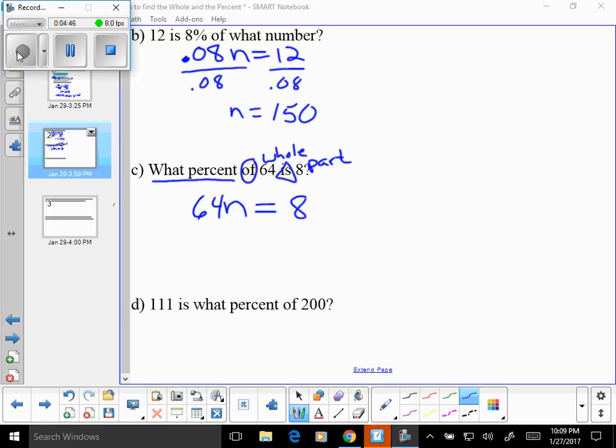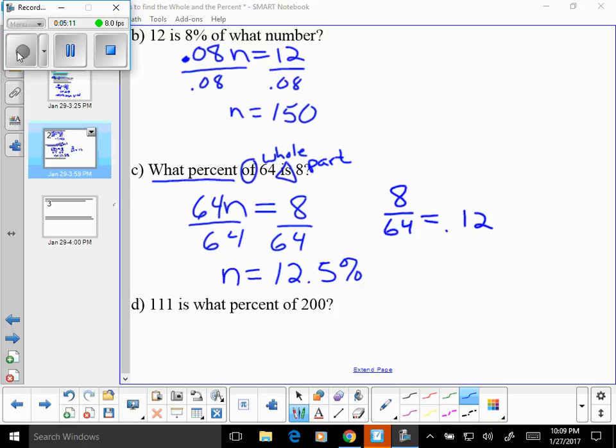Now I'm going to divide both sides by 64. And many of you should recognize that 8 over 64 is 1/8, so that means it's going to be 12.5%. Now, if you're going to do this, you gotta watch out. Because if you just divide 8 by 64, you're going to get 0.125. But remember, we need the percent.